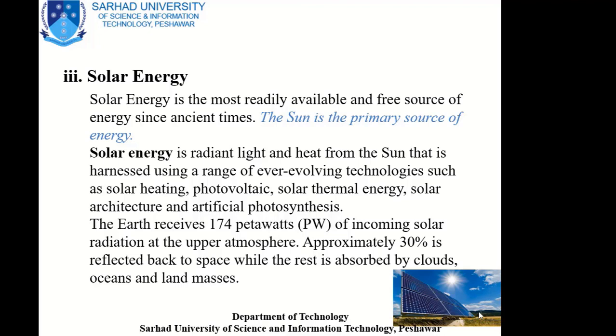For your information, the Earth receives 174 petawatt of incoming solar radiation in the upper atmosphere. So 174 petawatt is a huge amount of power. 1 peta is equal to 10 raised to power 15. Approximately 30% is reflected back to space, while the rest is absorbed by clouds, oceans, and land masses.